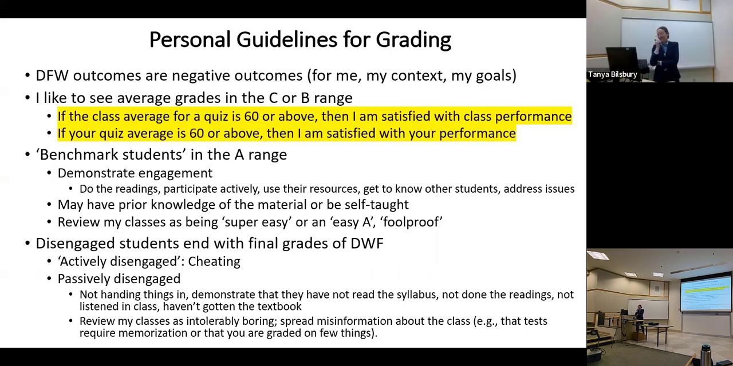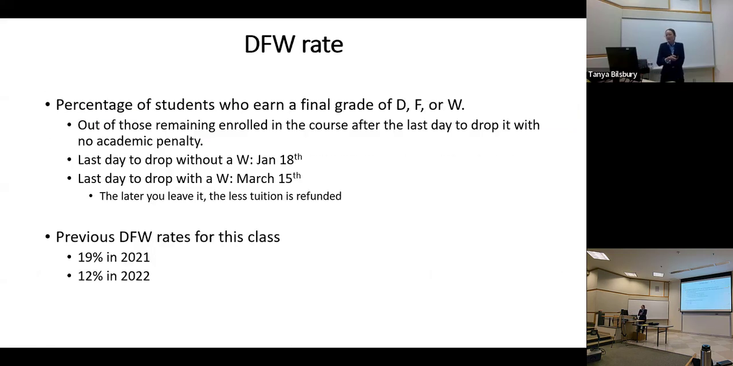It's funny, I once looked on Rate My Prof, and the students who review my classes as being really easy A, foolproof, tend to just be engaged and into it and do the thing, right? And then the students who say that it's really, really hard are often ones that were actively disengaged. So there is a DFW rate for every class, so I assume it will happen. It was 19% the first time I taught this class, got it down to 12% the last time I taught the class, made some changes. I've made some more changes that I hope will support your success even more.